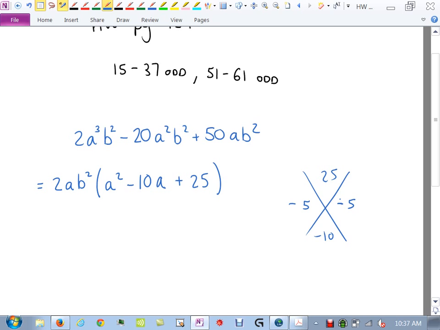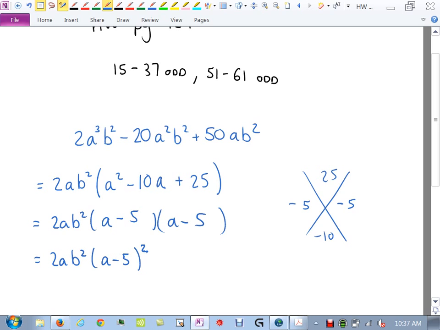So -5, -5, that work? Y'all good with that? So it becomes 2ab squared and then breaks down to be a minus 5, a minus 5. That would become, that's a great question. You could do a minus 5 squared. What you cannot do is a squared minus b squared. That is no. Or a squared minus 5 squared is what I meant to put.